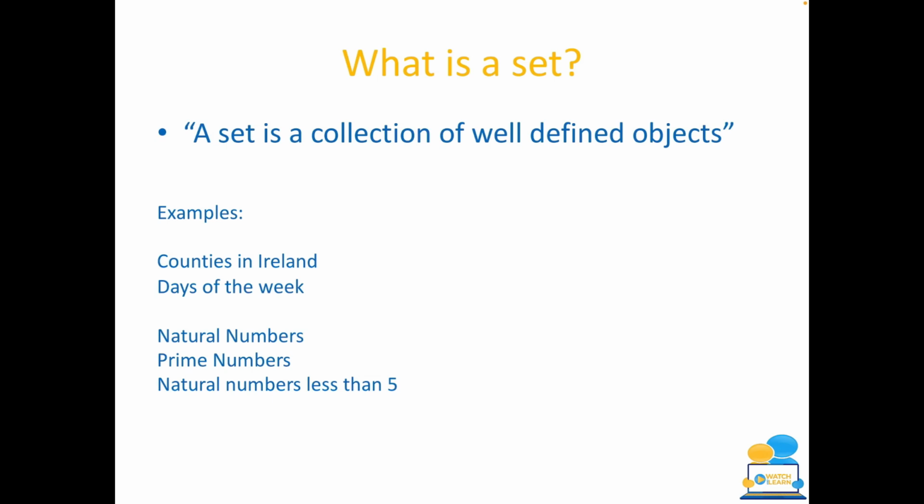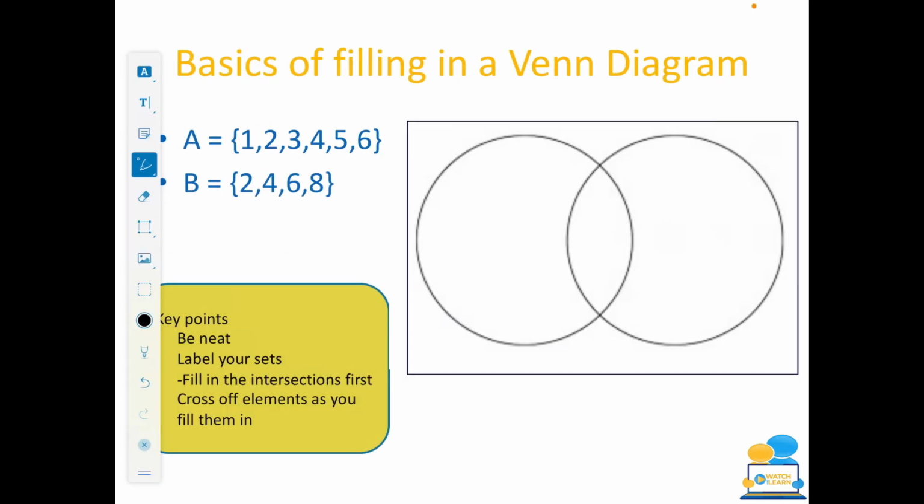Okay, so an example of something that isn't a set would be good music. Okay, so for example, the music I consider good, you might consider not so good. Or the set of tall people. Okay, that really depends on what height you consider a tall person to be. So they're just 2 examples of things that are not sets, and we have a few examples there of sets that we will see in later examples.